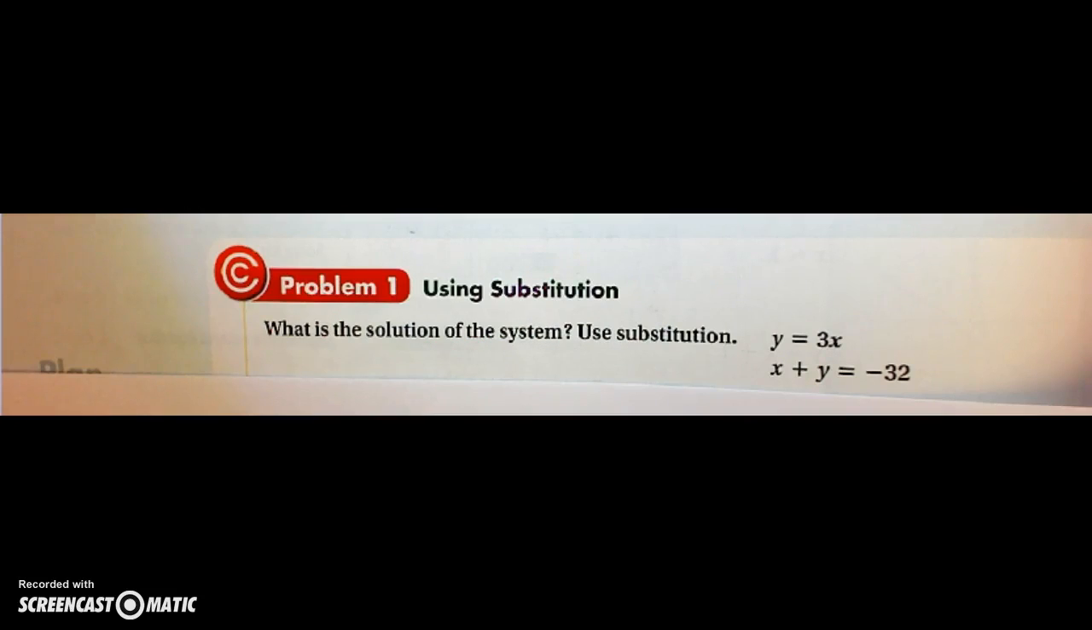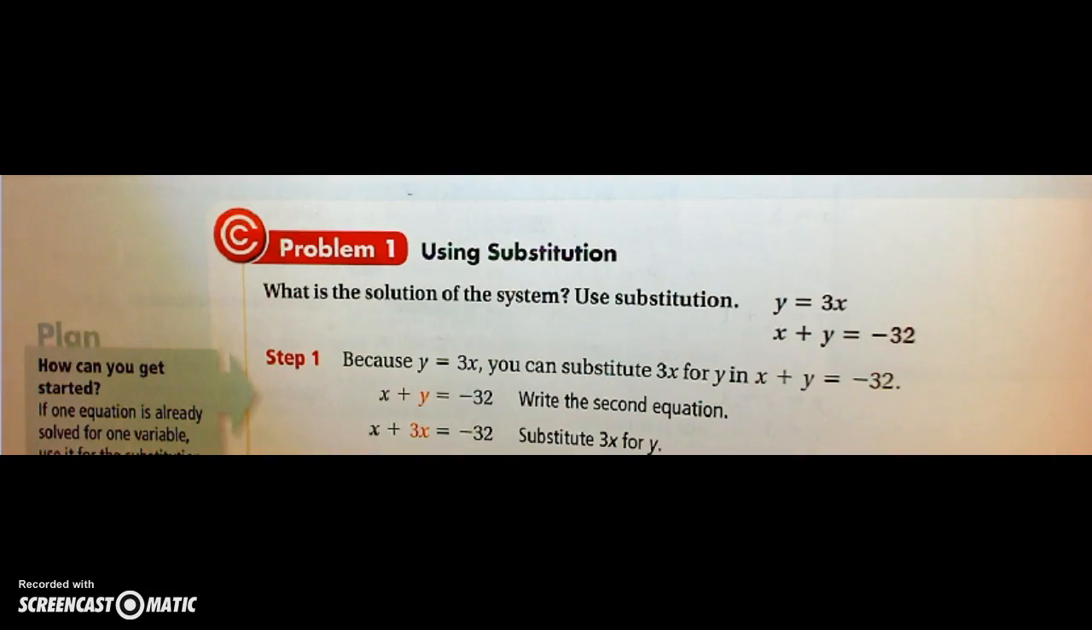1. Using substitution. What is the solution of the system? Again, we're looking to see where these two equations cross, and we're going to use substitution. The equation y is equal to 3x makes it real easy. All we have to do is take the 3x and substitute it into the other equation, x plus y equals negative 32. I'm taking out the y and putting in the 3x.